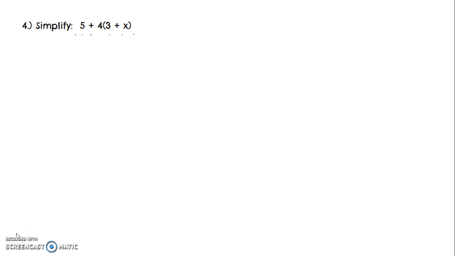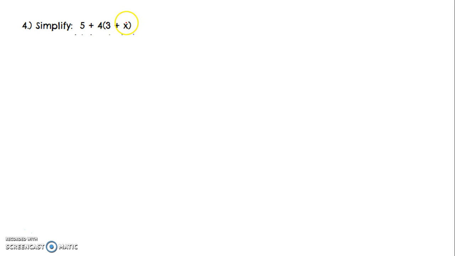This video is to help you with number 4 on CR Helper number 28. It says to simplify the following expression: 5 plus 4 times the quantity 3 plus x. So this is an algebraic expression because it has a variable.